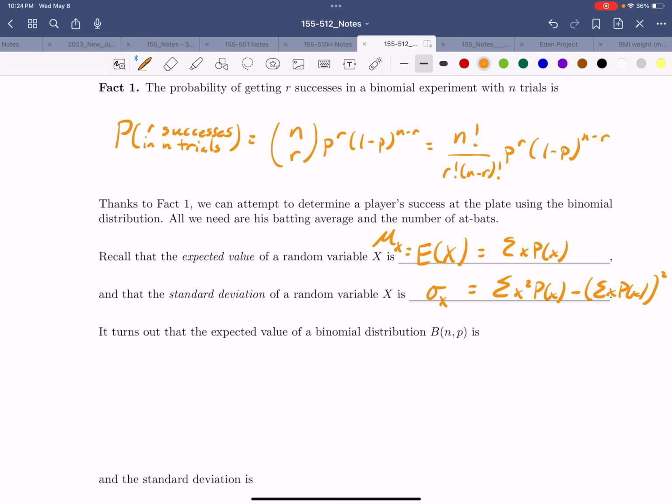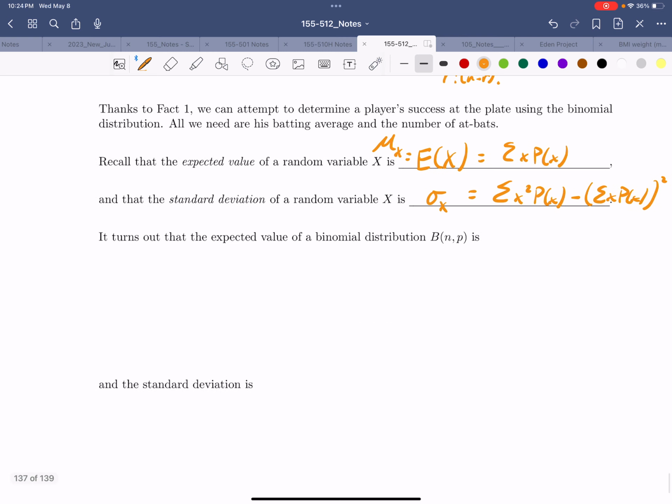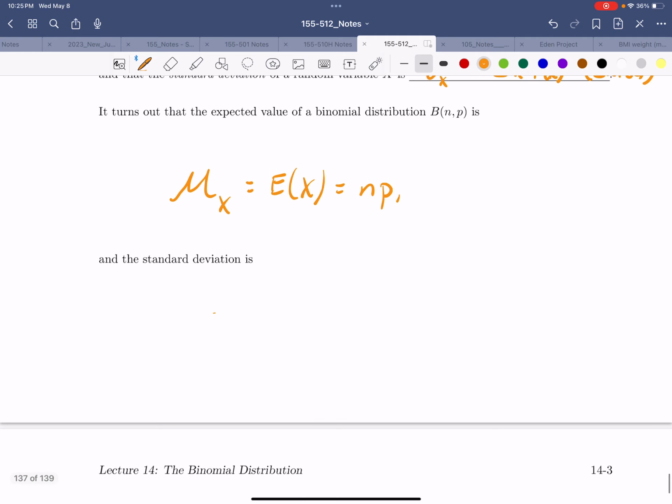We don't need to worry about those formulas right now because it turns out the expected value of a binomial distribution, mu of x, or the expected value of x, equals n times p. Very, very nice and straightforward. And the standard deviation winds up being the square root of n times p times 1 minus p. Very nice, simple formulas.